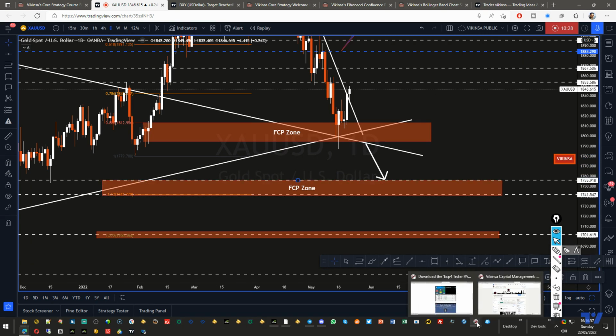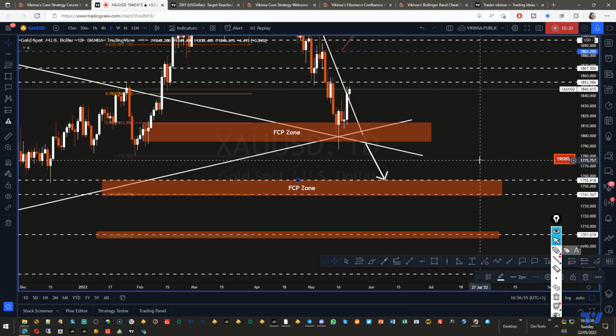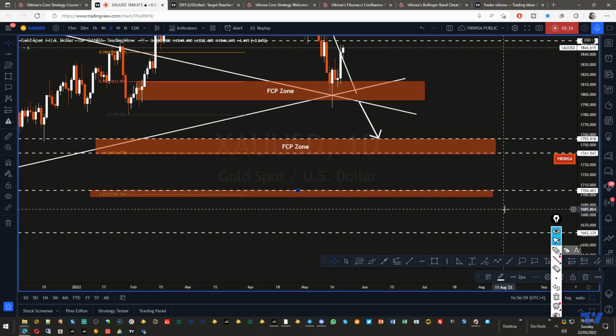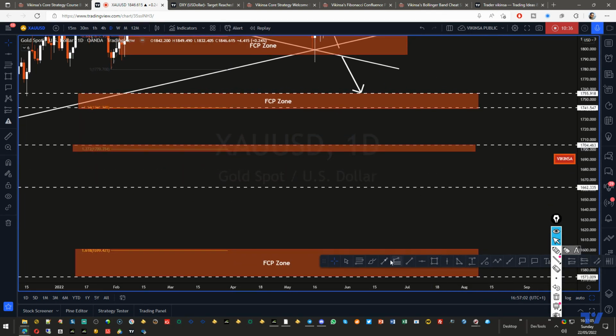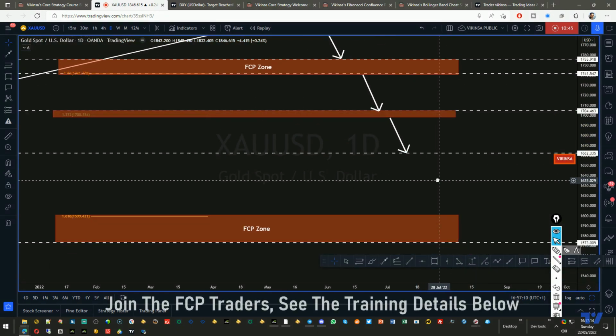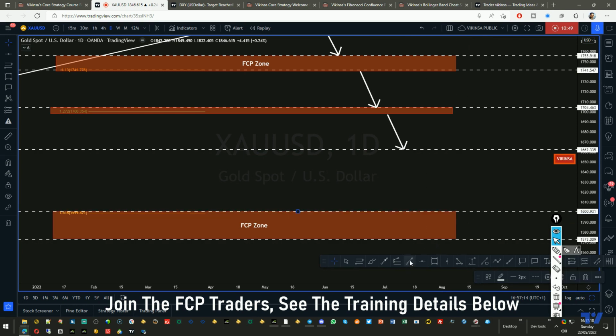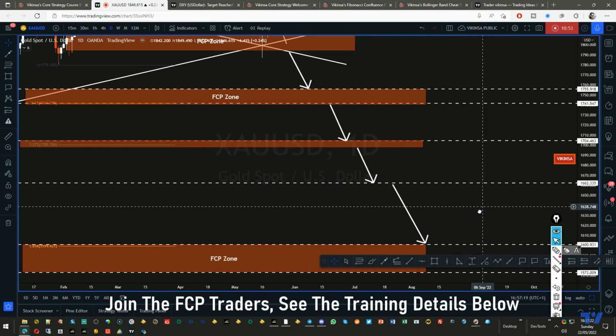This FCP zone starts around 1755.9, and the next FCP zone starts around 1704. All of these FCP zones and all of these levels can act as support, so the market will have potential to go back up. Remember that all of these levels can act as support and resistance depending on which direction you're coming from. So these are the levels here.